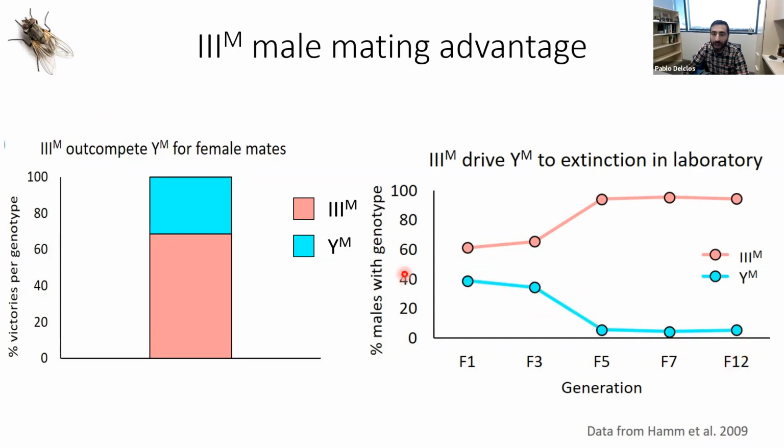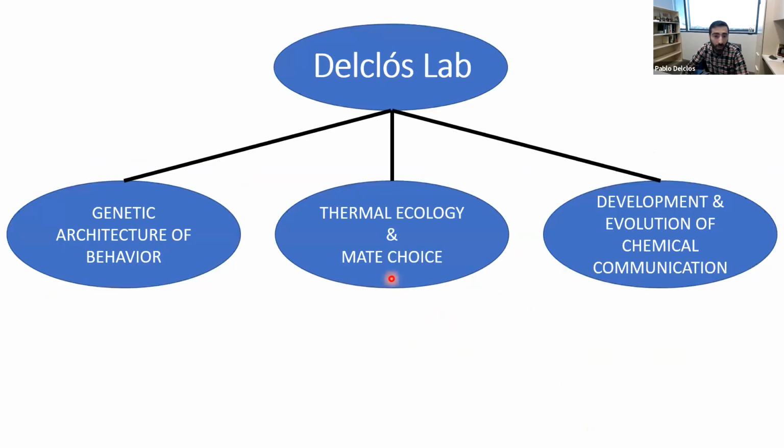And so this leads us to ask, why do we see maintenance of genetic variants of this male mating success in nature? And this is a nice segue into the core research interests of my lab, which are identifying the genetic, ecological, and chemical mechanisms that drive the development of ecological and social behaviors in the system.